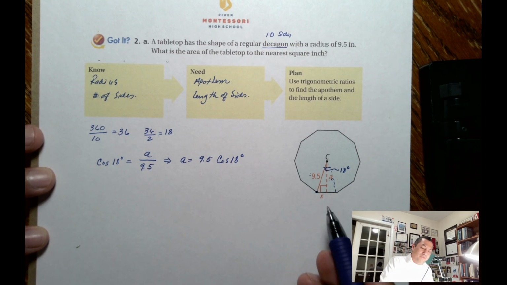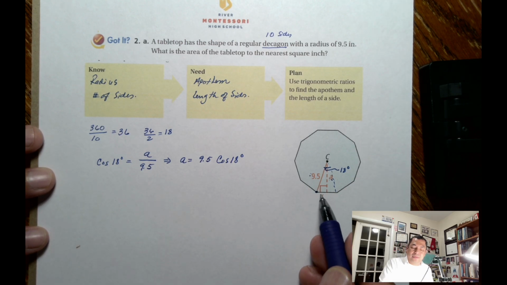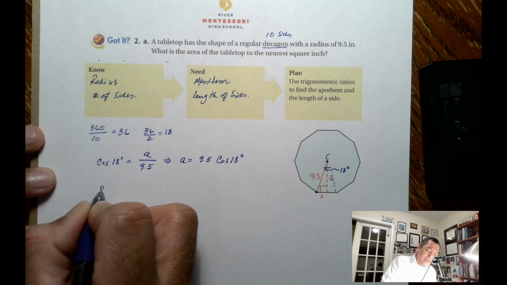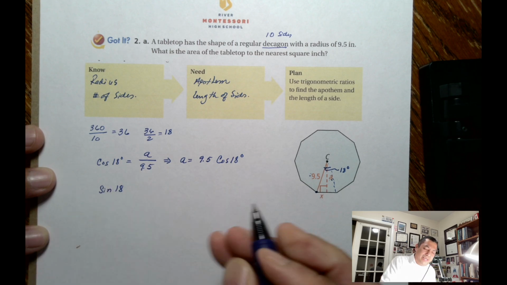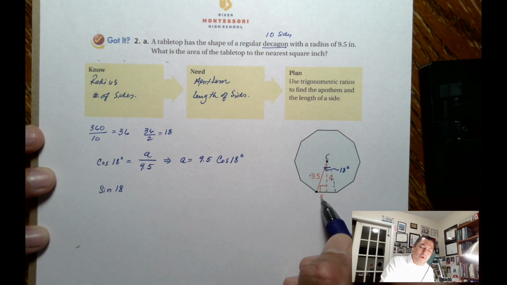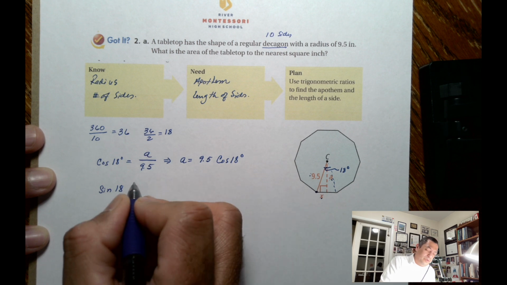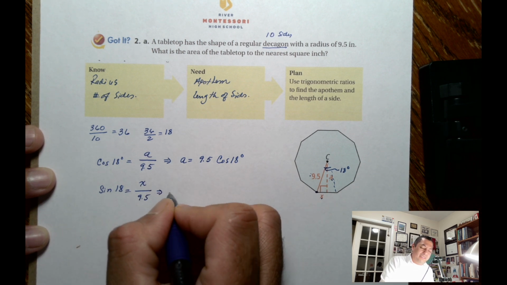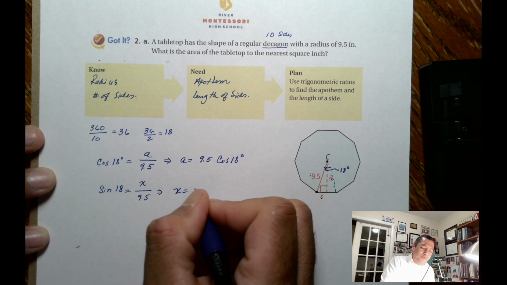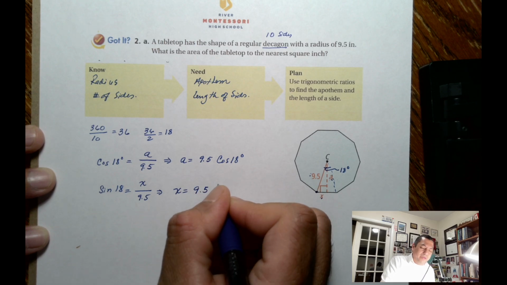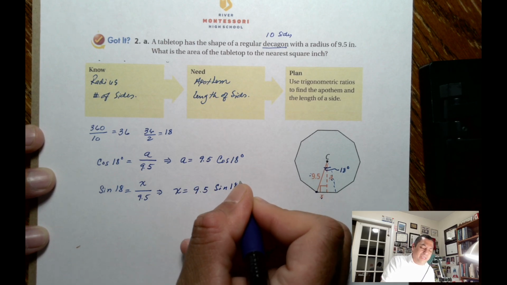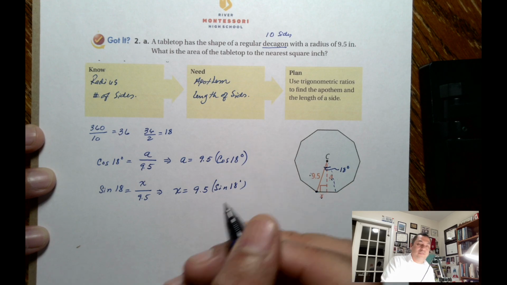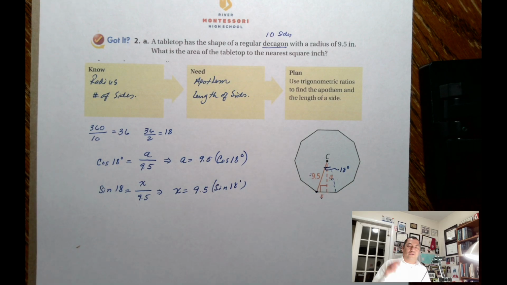Now, I'm going to find this side length. So I'm going to use sine. Sine of 18 is equal to the opposite over hypotenuse. So it's x over 9.5. That means that x is equal to 9.5 sine of 18. You can put parentheses here around this cosine and sine. So I have my apothem. I have half of the side of the regular polygon.